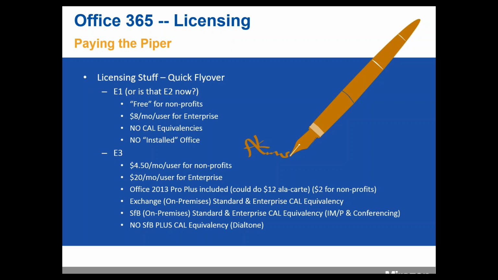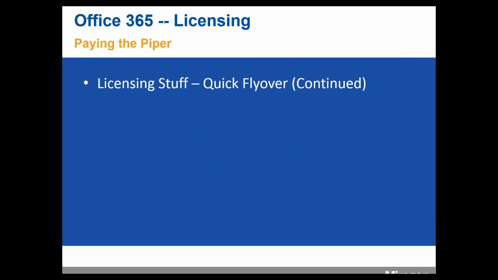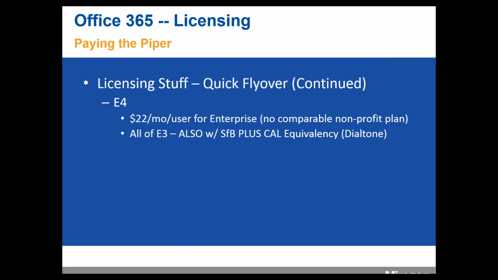So that takes us to the next slide, and here's where your exact answer should come, my friend. At least I hope so. If not, I'll answer it later. E4. E4 is all of E3, including your Skype for Business plus CAL equivalency. This is $22 a month per user for enterprise. There is not a comparable nonprofit plan. For you nonprofit friends, E3, nonprofit, but then you have to capitalize your plus CALs.